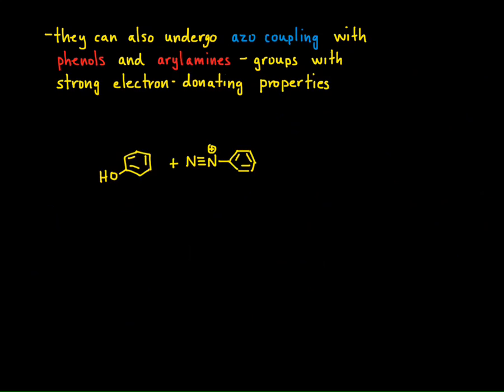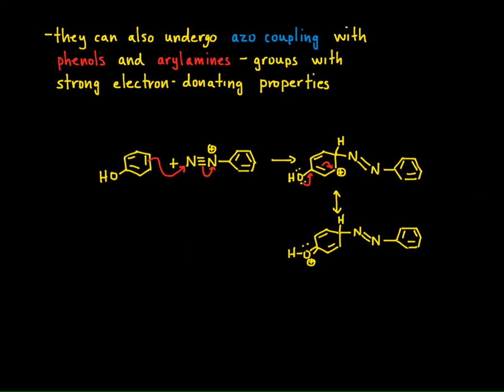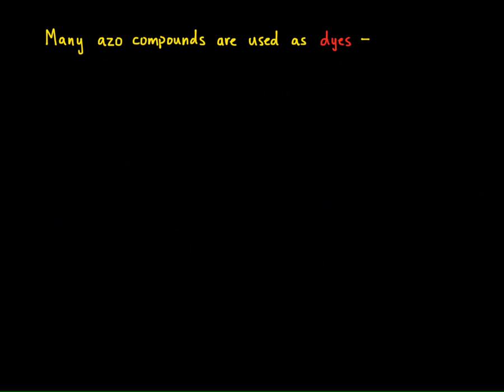Here, the terminal nitrogen of the diazonium salt is attacked by the activated ring of phenol, yielding the cyclohexadienyl carbocation, which can be stabilized through resonance by the OH group, that upon deprotonation yields an azo compound. Azo compounds are highly colored, and many are used as dyes, as we saw in the case of para red.